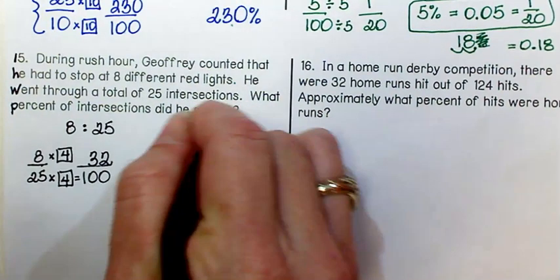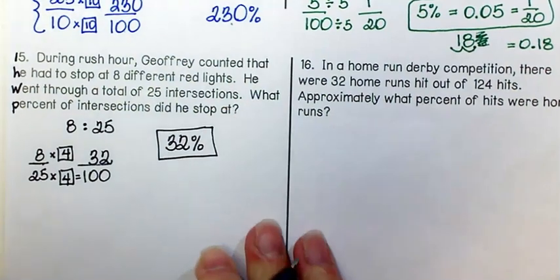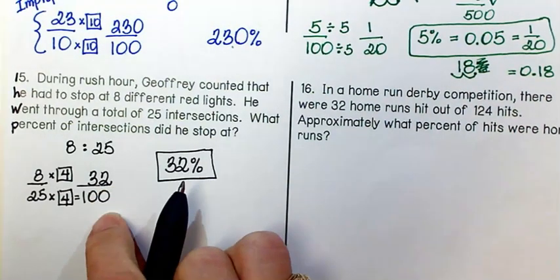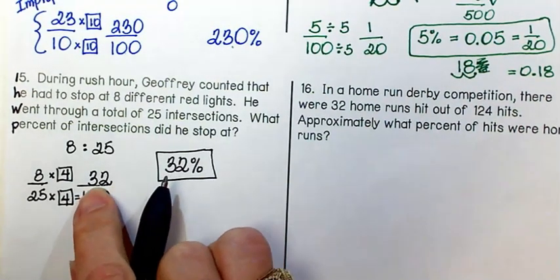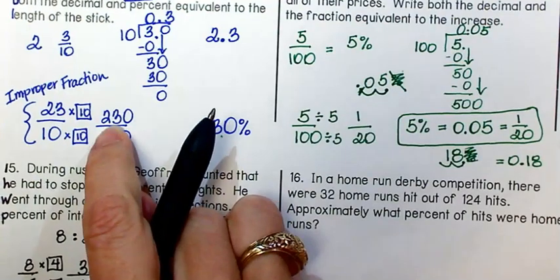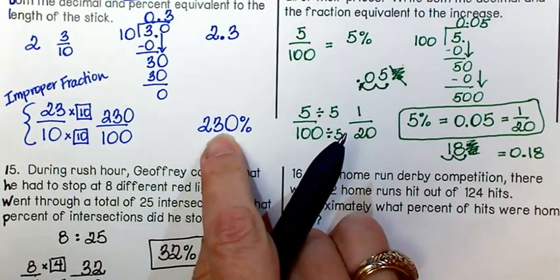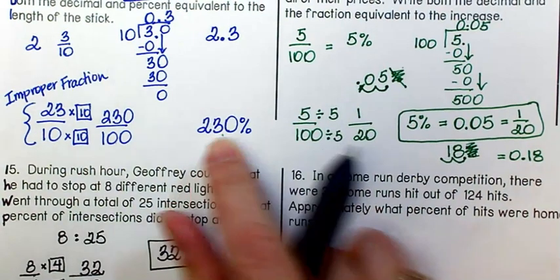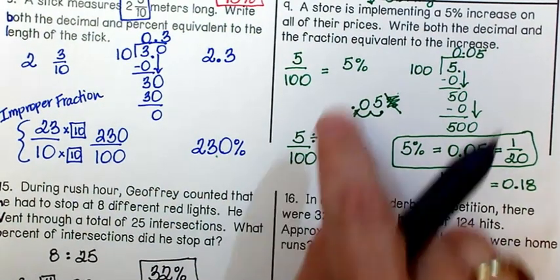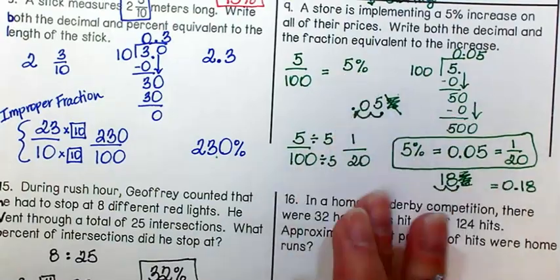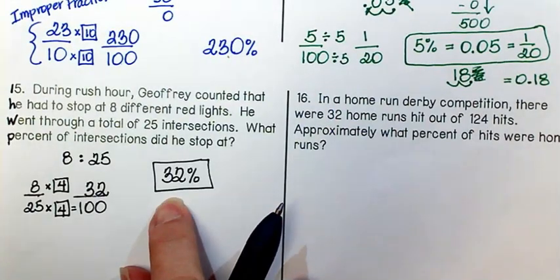32% of the intersections. Remember, when we get a number over 100, that tells you the percent, 32%. 230 over 100, that tells you the percent is 230. Okay, 5 over 100, it tells you that the percent is 5, etc. Okay, so 32%.